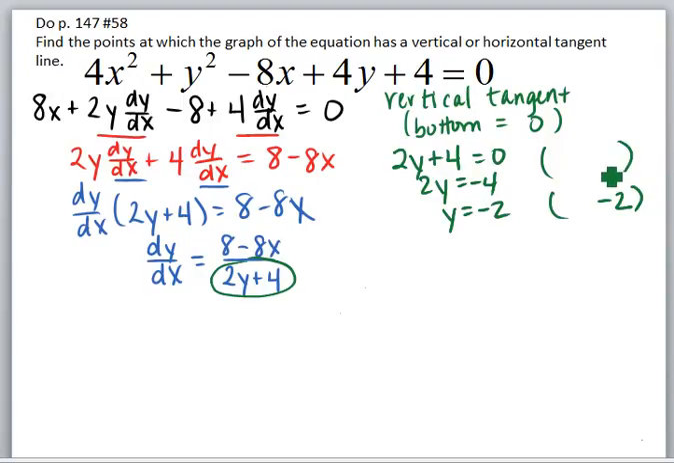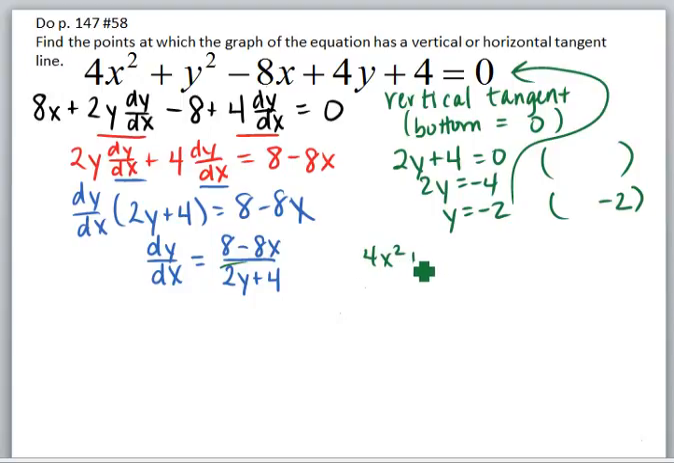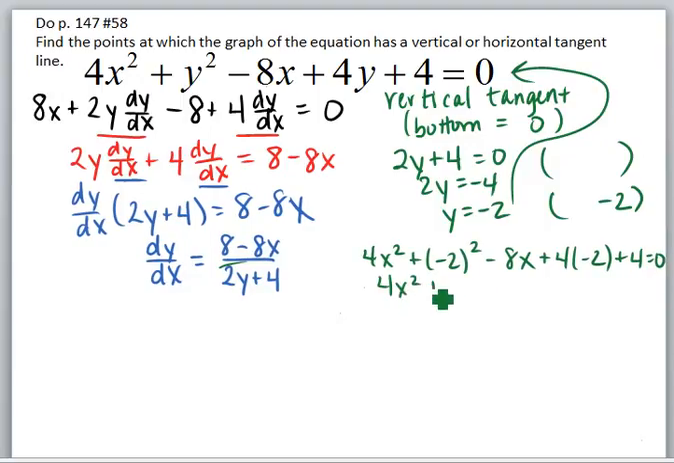Now I've done this problem before, so I actually know there's going to be 2 points that come up, but let's go ahead and assume there's just one for right now. How do we get our x values? Well, we have to take that y value and plug it back into our original equation up here. So we now have 4x squared, plug in our negative 2 for our y squared, minus 8x plus 4 times negative 2 plus 4 equals 0. That gives me 4x squared plus 4 minus 8x plus negative 8 plus 4 equals 0.